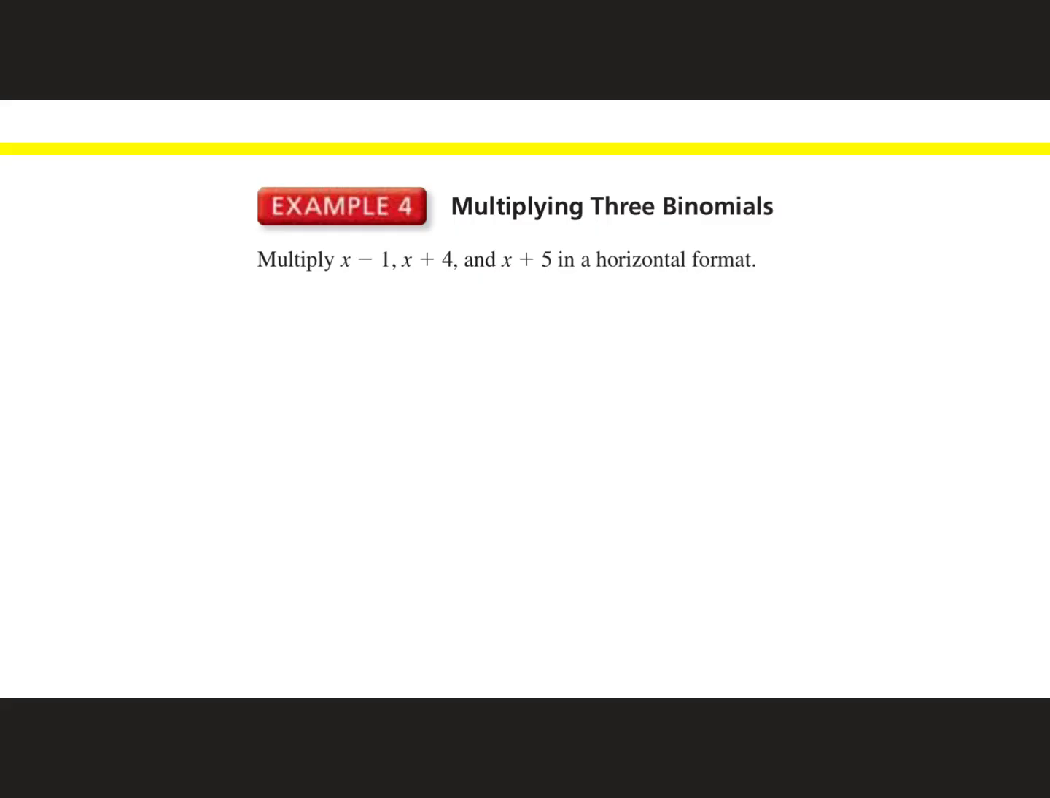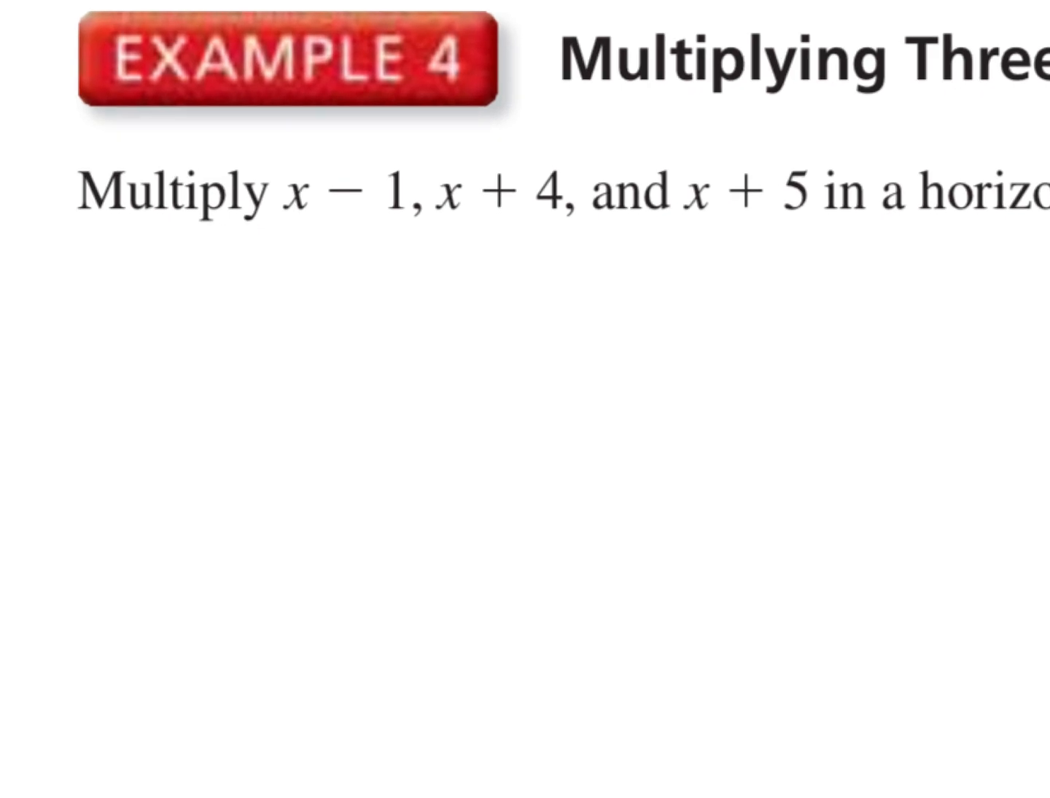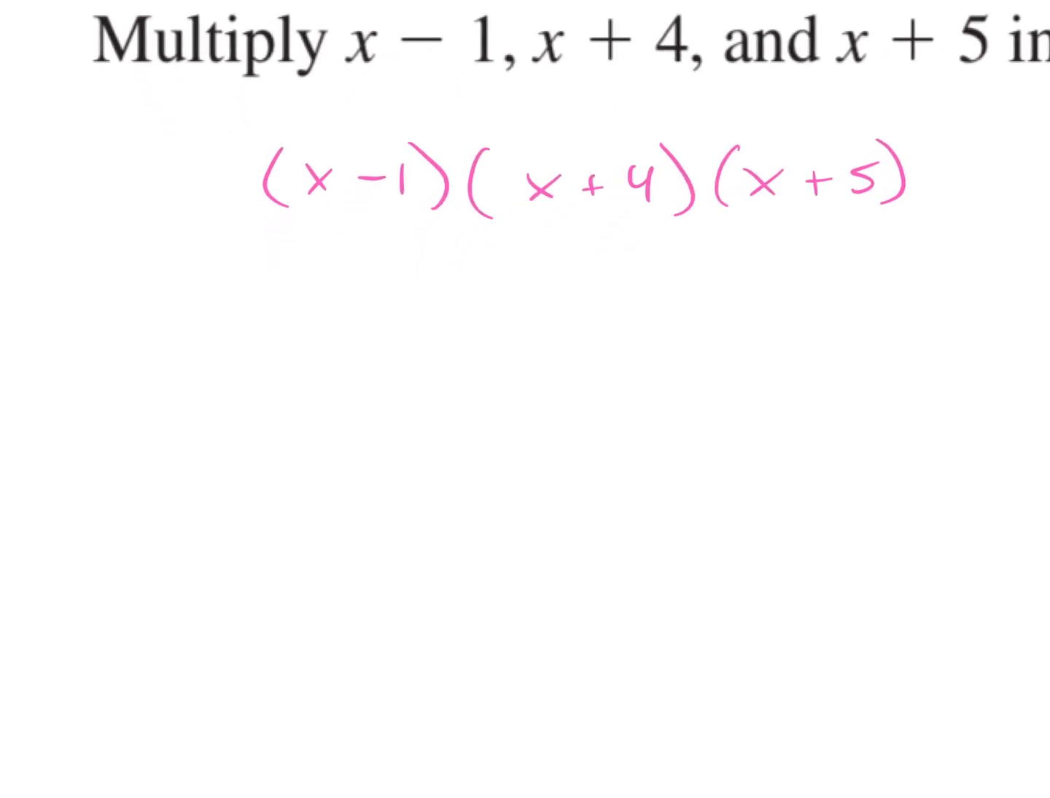All right, example 4. We're multiplying 3 binomials. So I have x minus 1 times x plus 4 times x plus 5. So in multiplying 3 binomials, we want to multiply 2 of them together at a time, and then we'll multiply the third one. So we can't multiply all 3 together at once. Again, you could start with any 2 that you want. Just multiply 2 of them together, then the third one to it.